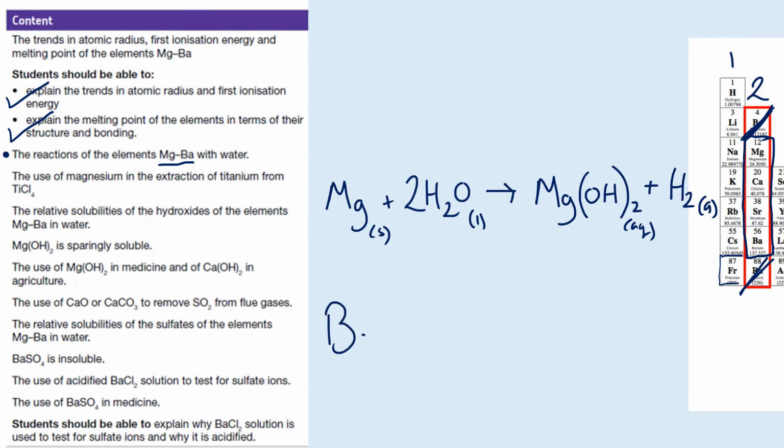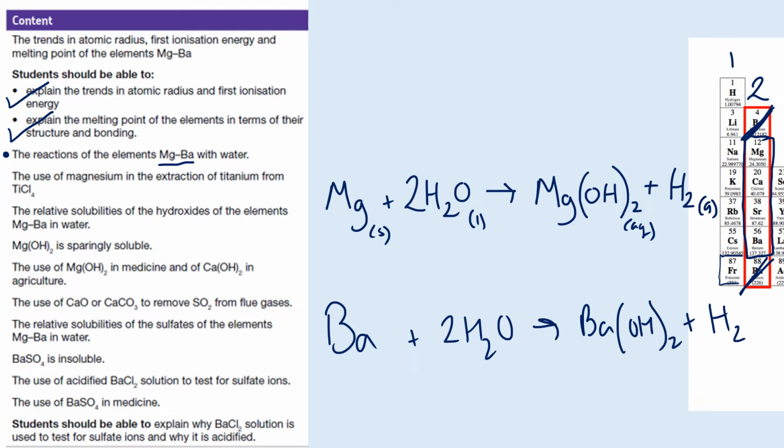So I could just say barium plus 2H2O makes barium hydroxide plus H2. And I can put the state symbols in again. And just as you saw in group 1 at GCSE, as you go down the group with group 2, the same scenario, they become more reactive. So the reaction of barium will be a more vigorous reaction than the reaction of magnesium with water.